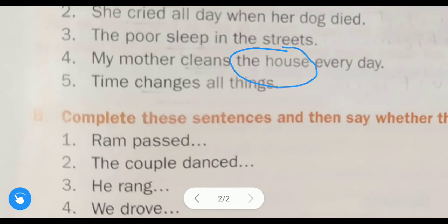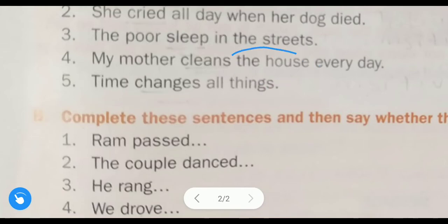See, the house is the answer. What does my mother clean? What does my mother clean every day? My mother cleans the house every day. Understood? So the house is the answer. Understood? What does my mother clean? So the answer is: my mother cleans the house every day.